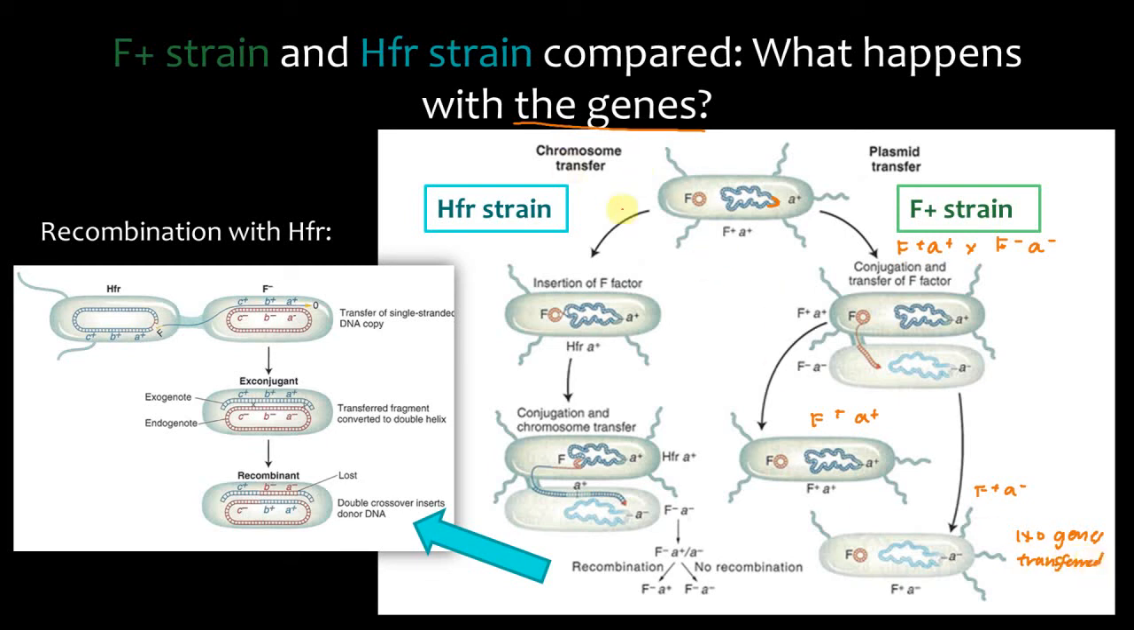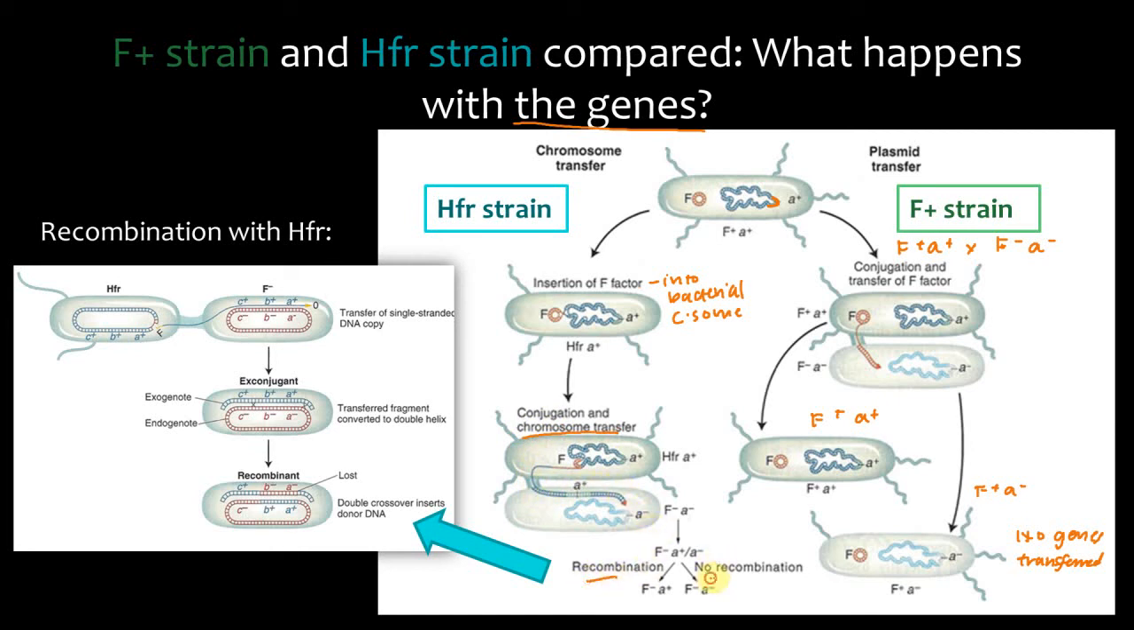And then here with the Hfr strain, the first thing that happens is the insertion of the F factor into the bacterial chromosome. And then we have the same thing, conjugation and chromosome transfer. So we have replication here. This comes over into here. And then we have recombination.